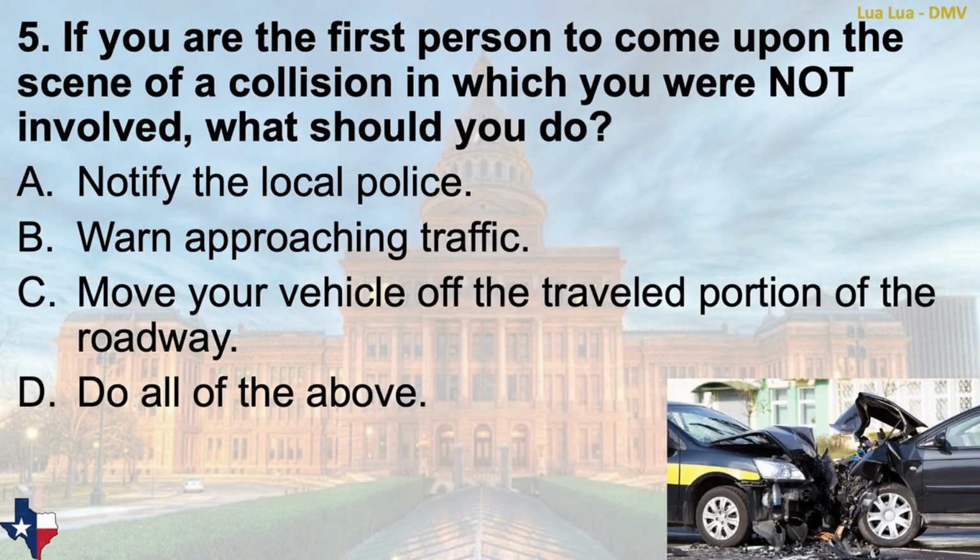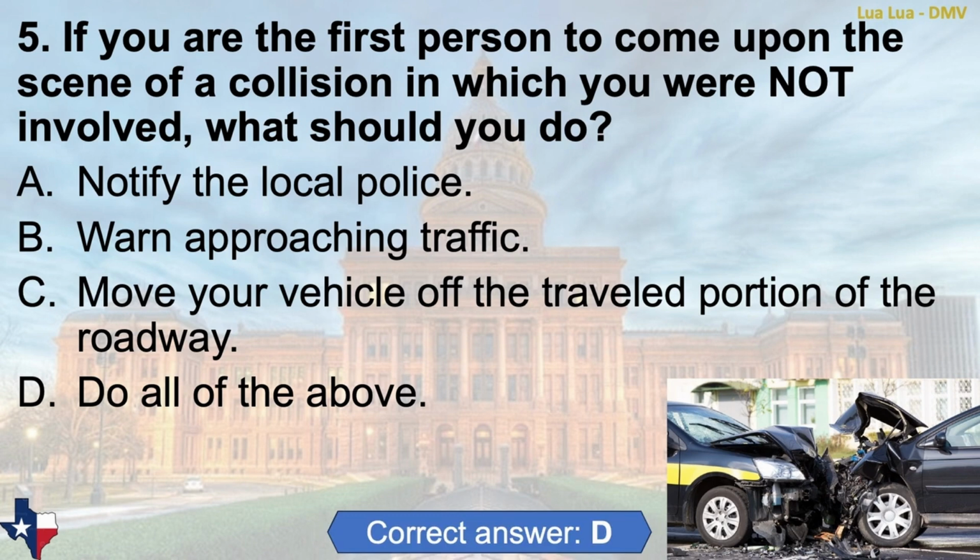Question 5. If you were the first person to come upon the scene of a collision in which you were not involved, what should you do? A. Notify the local police. B. Warn approaching traffic. C. Move your vehicle off the traveled portion of the roadway. D. Do all of the above. The correct answer is D. Do all of the above.